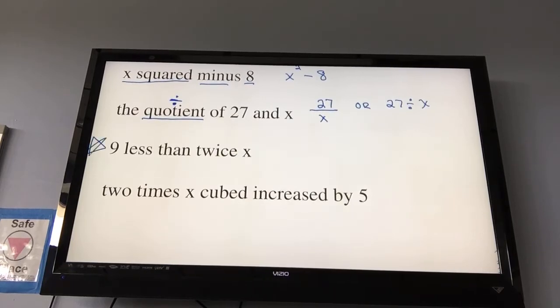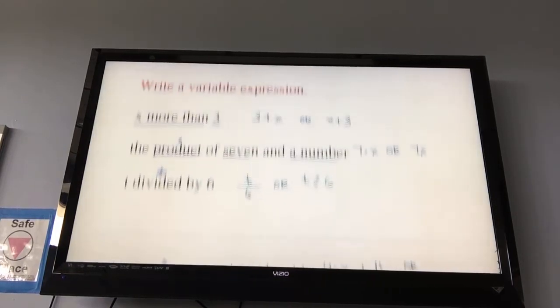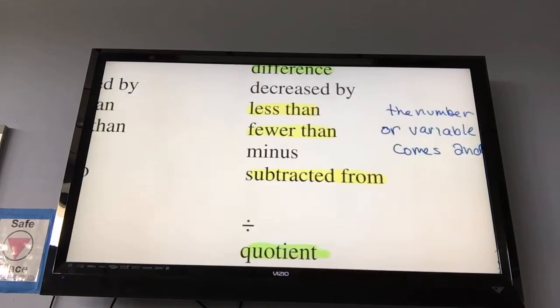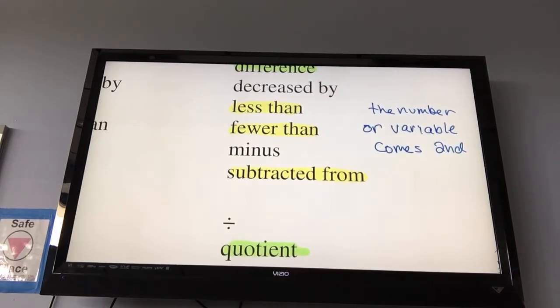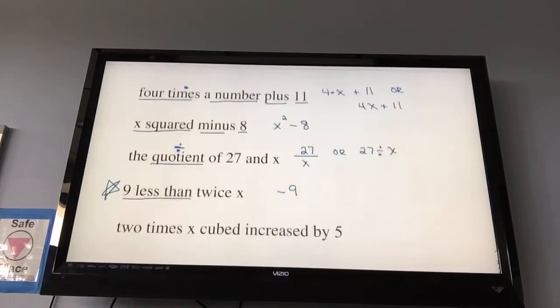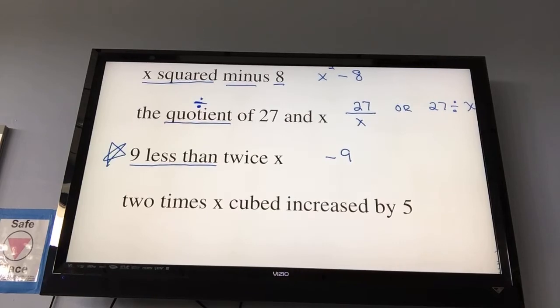Star this question because this is the one I was talking about that's very commonly missed. 9 less than means I'm going to take away 9. It doesn't mean 9 minus. And that's why up there in the notes I have that when you see less than, fewer than, subtracted from, that number or variable comes second. So when it says 9 less than, that's coming second.